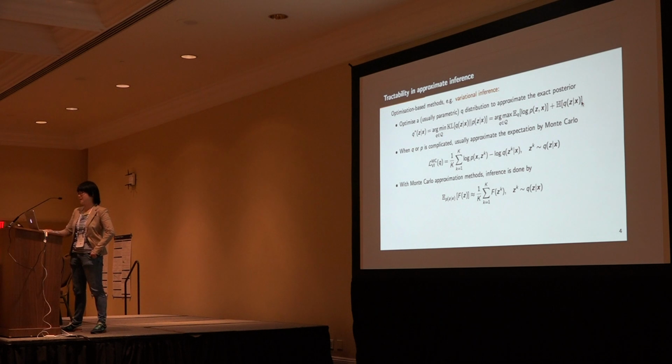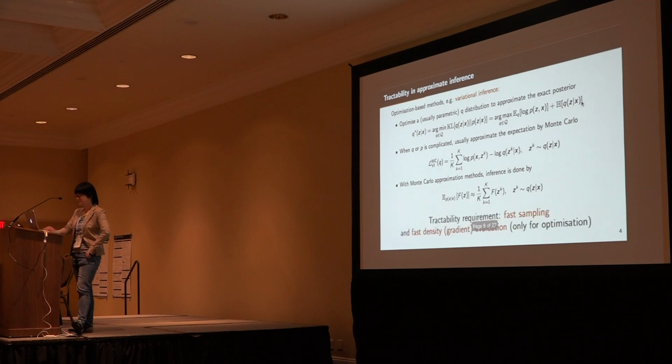Now let's look at the trainability requirement of variational inference. As I said before, if you can sample from q in a very fast way, then you can do the inference. But variational inference also has another requirement, which is fast density evaluation, or at least fast evaluation of the gradient of the log density.